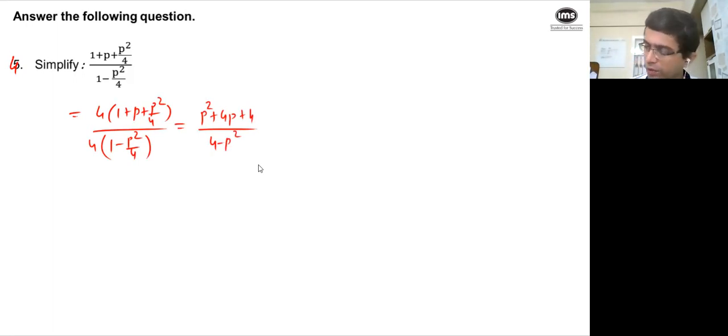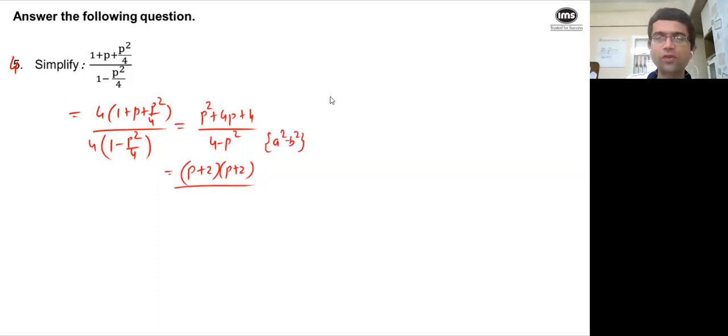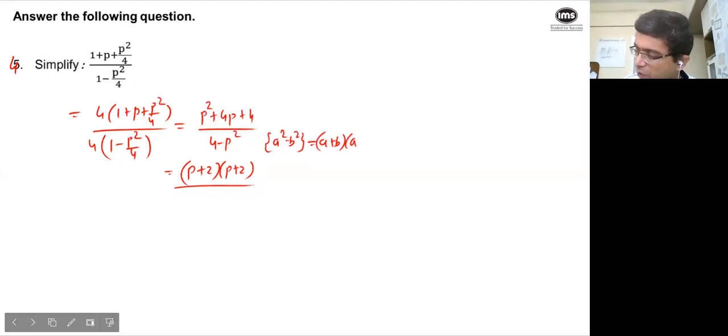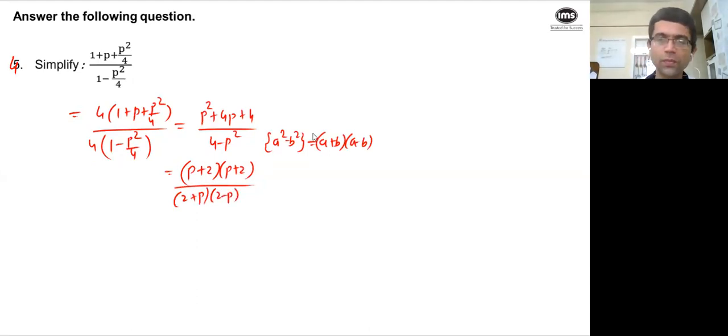Right? What do I notice? I notice that the numerator is nothing but p plus 2 the whole square. This is something you will be able to do with observation. Correct? So this is p plus 2 into p plus 2, and denominator reminds me of a square minus b square form, where a square is 4 and b square is p square. Correct? And this should be written as a plus b, a minus b. So I'm going to write the denominator as 2 plus p, 2 minus p, isn't it?